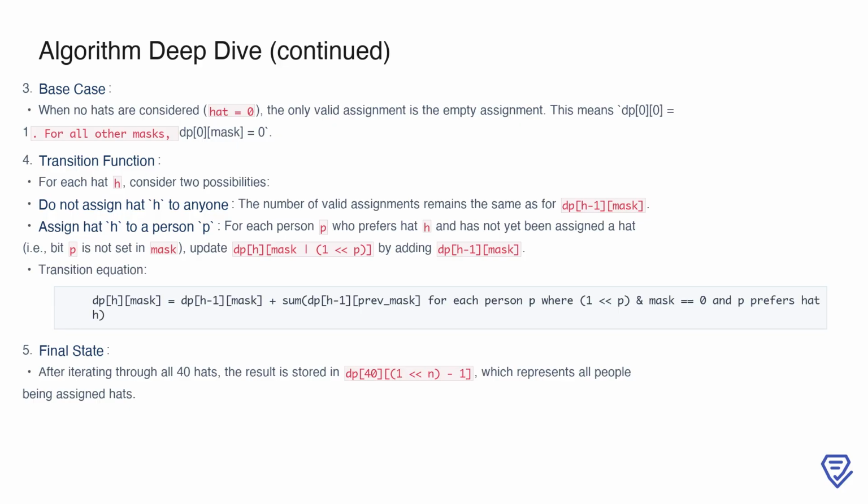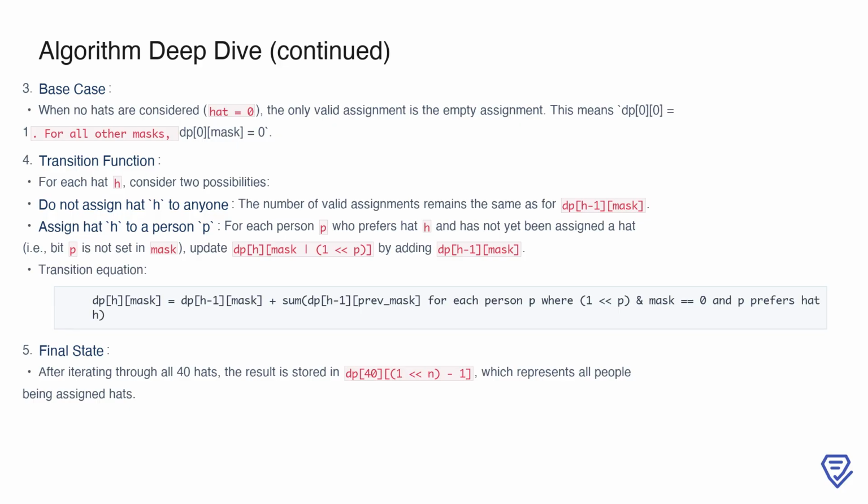For each hat, there are two possibilities. First, we can choose not to assign the current hat to anyone. In this case, the number of valid assignments remains the same as DP[H-1][mask], where H is the current hat. Second, we can assign the current hat to a person. For each person who prefers this hat and hasn't yet been assigned one, we update DP[H][mask | 1<<p] by adding DP[H-1][mask].